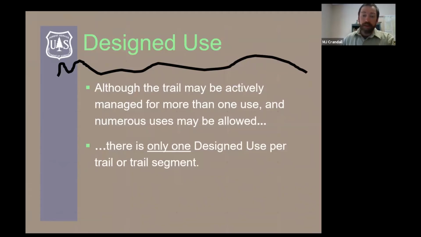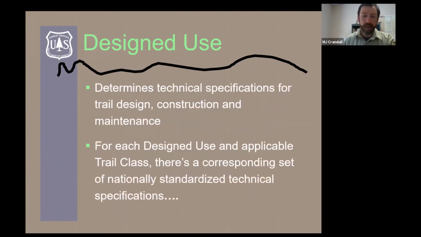So it's one single design use for the trail. That doesn't mean that other people can't use it, right? Because that has more to do with the prohibited use. But we're choosing the designed use that's going to accommodate all the uses that we want to manage, or the most stringent standard. So this design use determines the technical specifications, and this is where we get into the actual standards that we have.